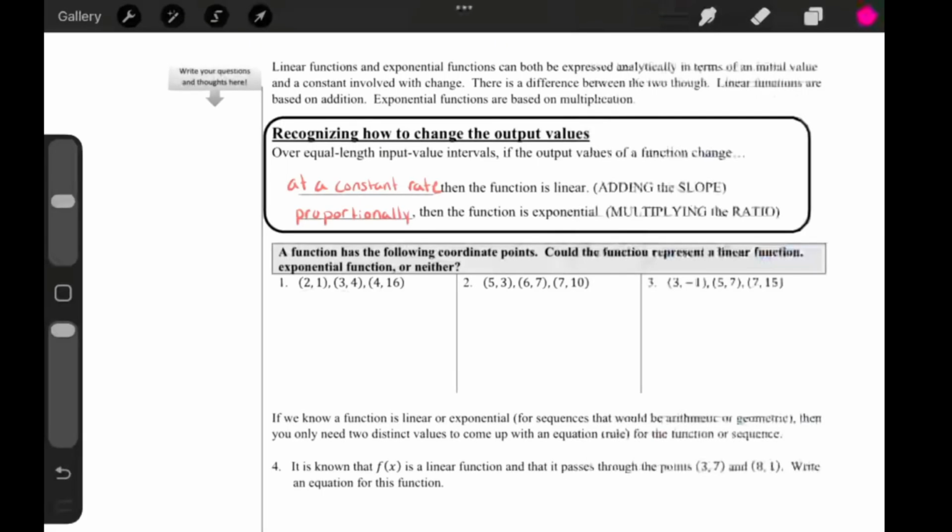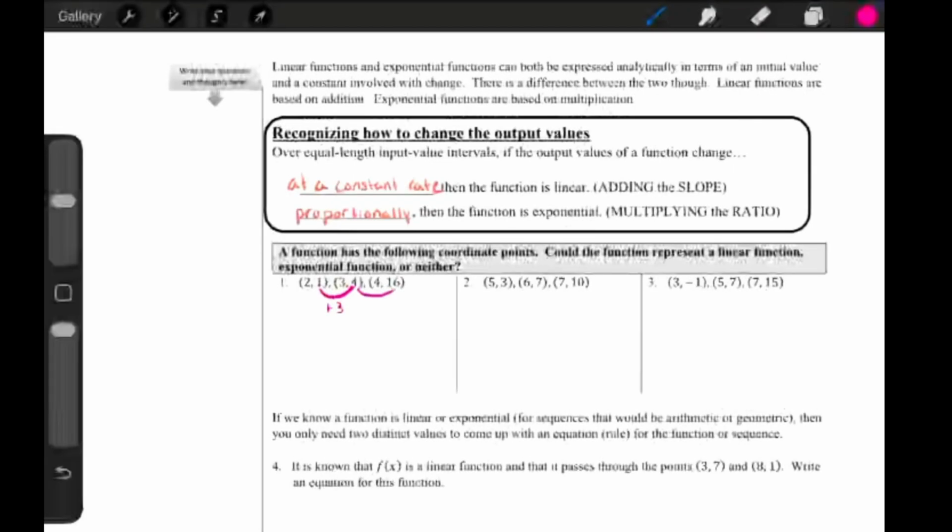Okay, so the difference between 1 and 4 is adding 3. From 4 to 16, we would have to add 12. So this right here would not be linear. We're going to say no.